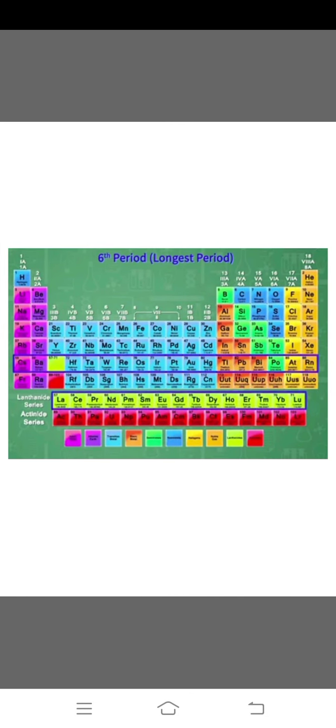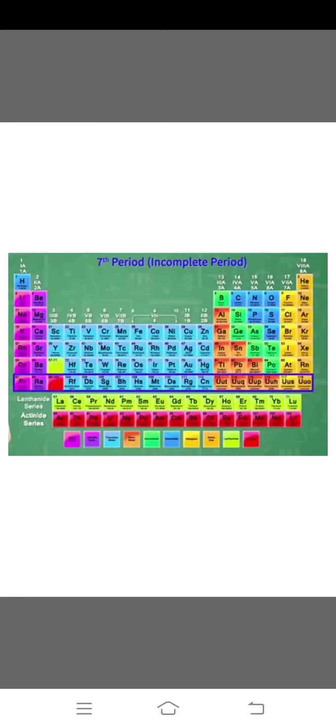The sixth period is known as the longest period because it contains 18 elements and an extra 14 elements given below. Just like the 6th period, the 7th period also contains additional elements which are given below. But it is called an incomplete period because some of the elements are missing in this period.